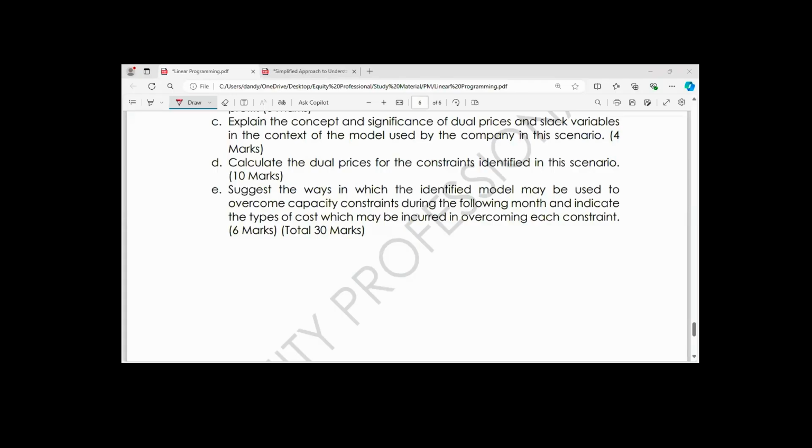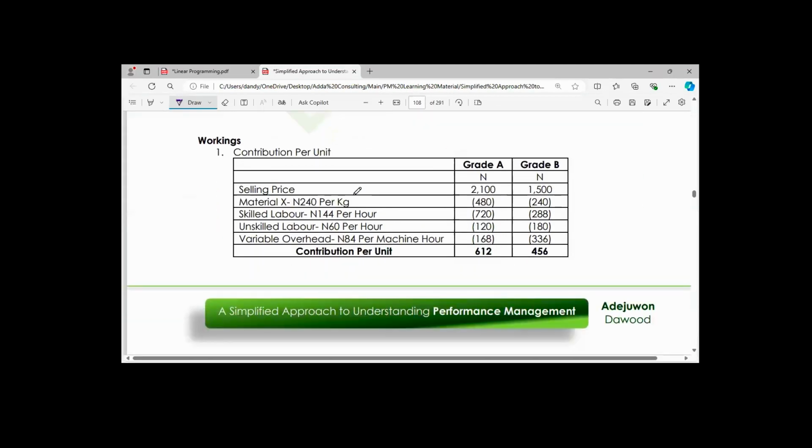All right. So, yes, that is the question. That's the end of linear programming.